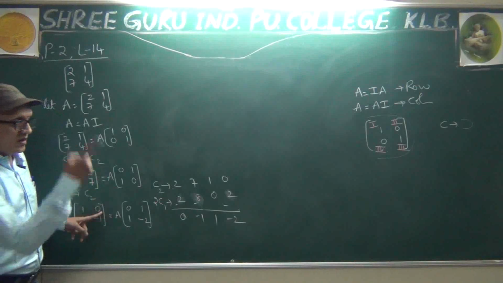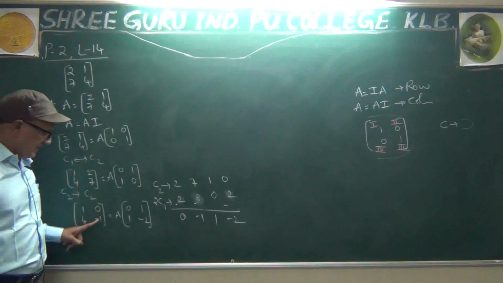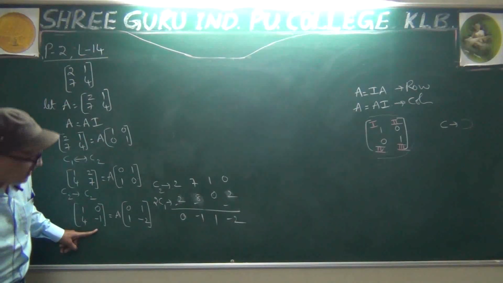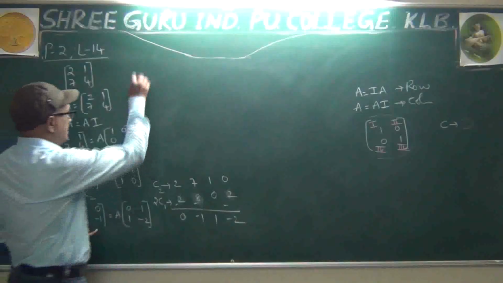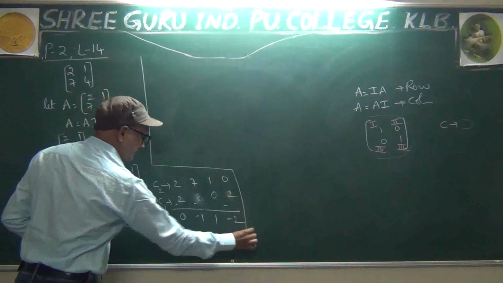Okay, second Roman letter we got. Third Roman letter is 1. At this place we want 1.